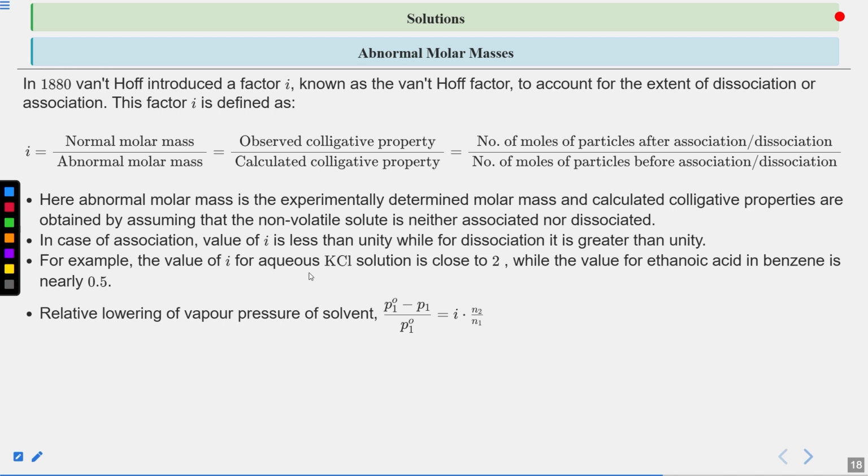Now, what will be the new formula? It's very easy. Just use this ratio. Observed colligative property is equal to i multiplied by N2 by N1. So this is your new formula now. You just have to multiply our initial formula by i for the case of relative lowering. Similarly, for elevation in boiling point, it will be ΔTb = i Kb m.